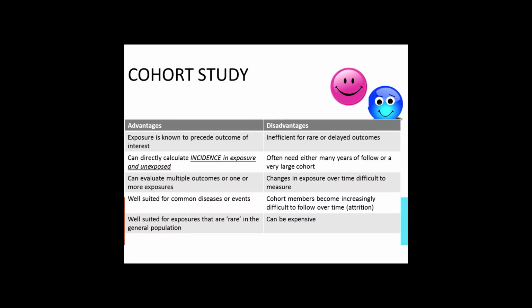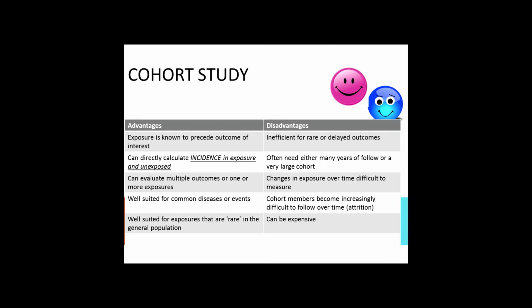So some of the advantages of a cohort study: the exposure is known to precede the outcome or the disease of interest. It can be direct. You can directly calculate an incidence of exposure versus an incidence of non-exposure. It can evaluate multiple outcomes, is well suited for common diseases or events, and can also be used for rare events.